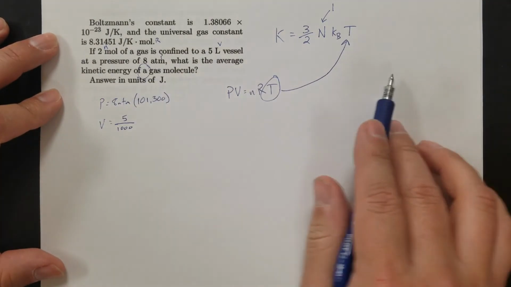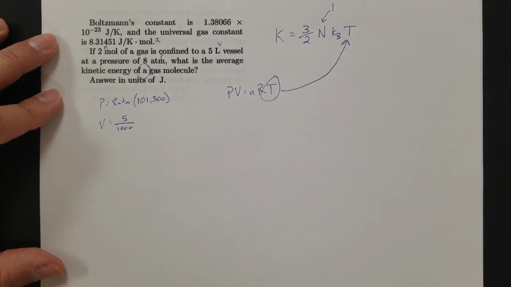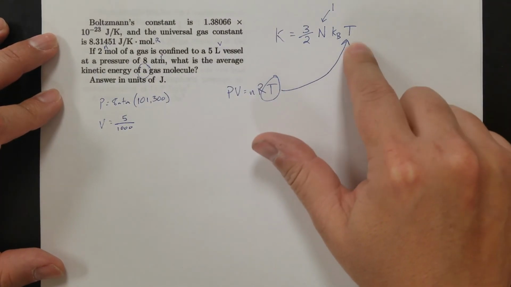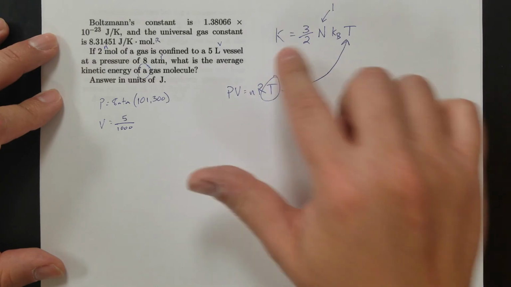It gives you Boltzmann's constant, and so you can solve for kinetic energy. But it involves the ideal gas law first, and then you use the relationship between temperature and kinetic energy.